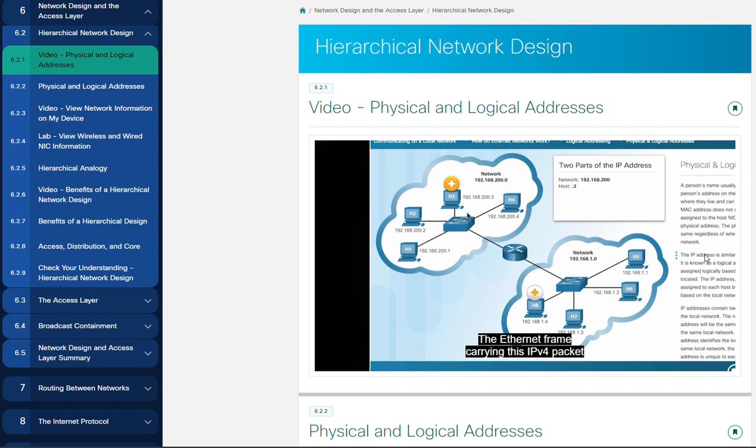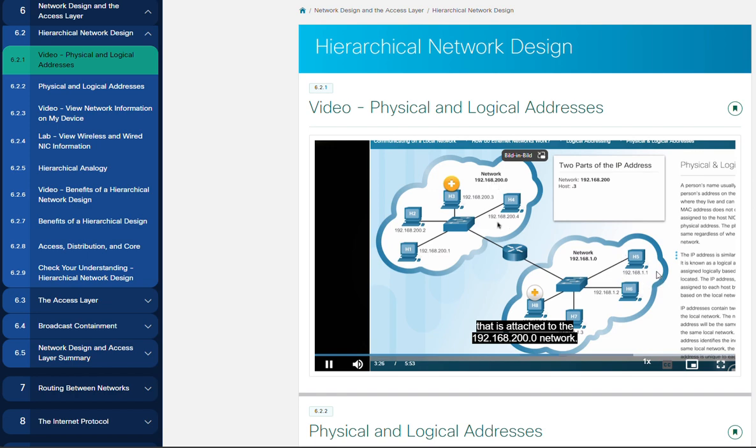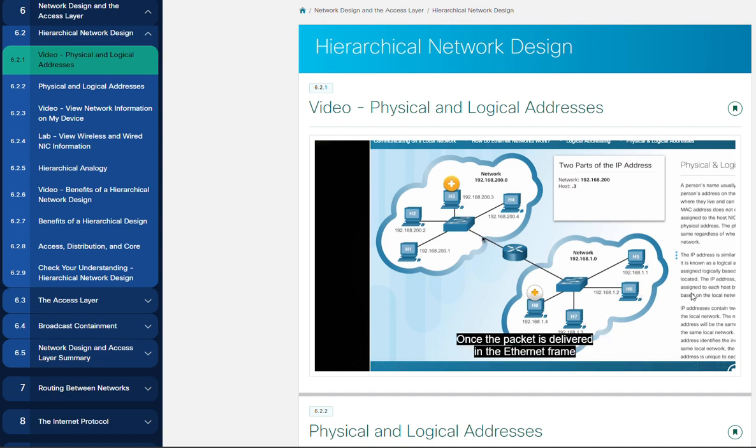So the Ethernet frame carrying this IPv4 packet would have a source MAC address associated with the Ethernet NIC card of H3. The destination MAC address would be that of the router's Ethernet interface that is attached to the 192.168.200 network. So the source MAC address is that of H3. The destination MAC address would be that of the router's interface on that network. Once the packet is delivered in the Ethernet frame to this router, the router will remove the Ethernet frame.